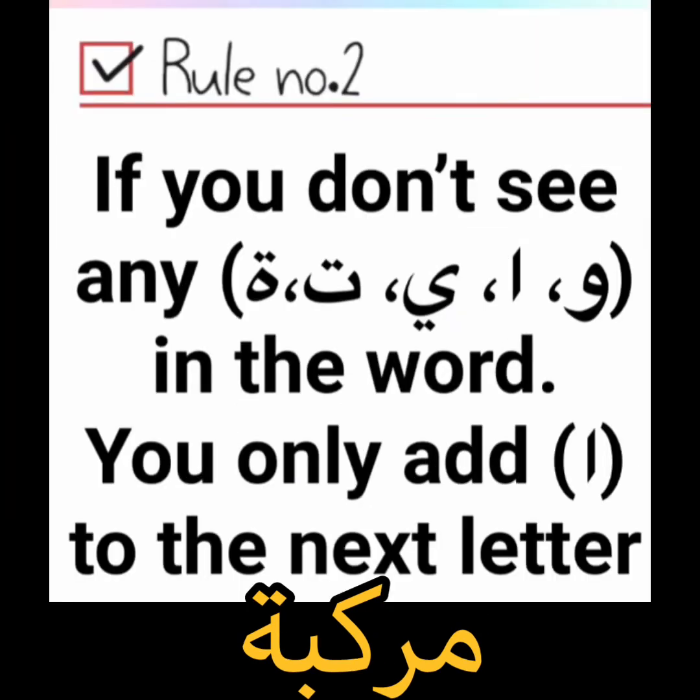Let's go to rule number 2 then. Rule number 2, if you don't see a واو, yes, we don't see a واو, مد ألف, we don't see ألف in this word. ياء, no, in مركبة there is no ياء. تاء مفتوحة, no, we don't see a تاء مفتوحة in this word. تاء مربوطة, but there is a تاء مربوطة in this word. Now again, this means that rule number 2 can't be applied here. Let's go to rule number 3 then.